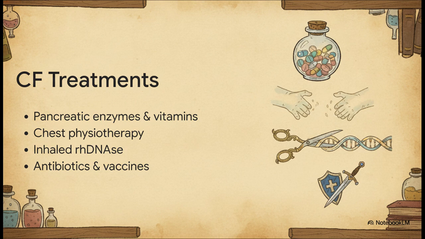Get this, when white blood cells die fighting lung infections, they leave their DNA behind, which actually makes the mucus even thicker. So rDNase is an inhaled enzyme that literally chops up that leftover DNA, making the mucus way easier to cough out. You add in some heavy-duty antibiotics and vaccines, and you've got a really solid management plan.